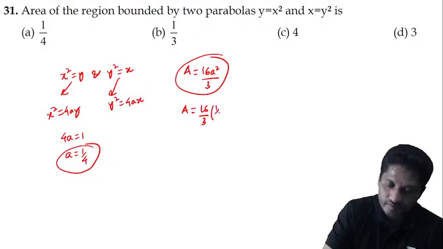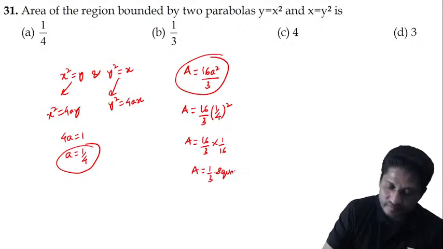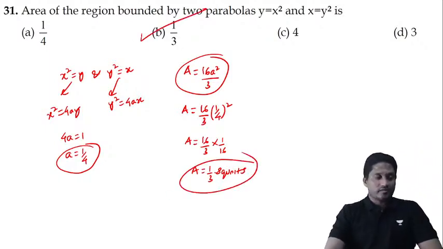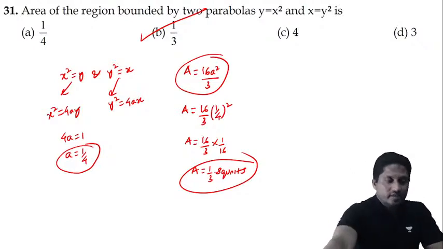A is equal to 1 by 4, so this is 16 by 3 into 1 by 4 the whole square. 1 by 4 the whole square is 1 by 16. Area will be equal to 1 by 3 square units. Hope this is clear, guys. Within 30 seconds you will get the answer if you know those results. Let's move to the next question.